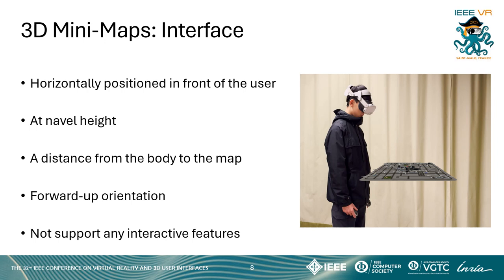This distance was chosen to ensure a comfortable view of the map while minimizing potential occlusion issues. The 3D minimap is designed with a forward-up orientation to help users quickly understand the spatial relationship in their surroundings. Interactive features are not supported to avoid variations in how users interact with the 3D minimap, which could affect the acquisition of spatial relationships.